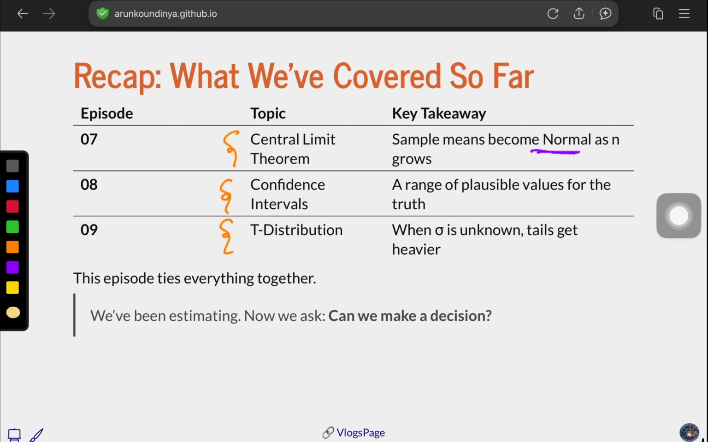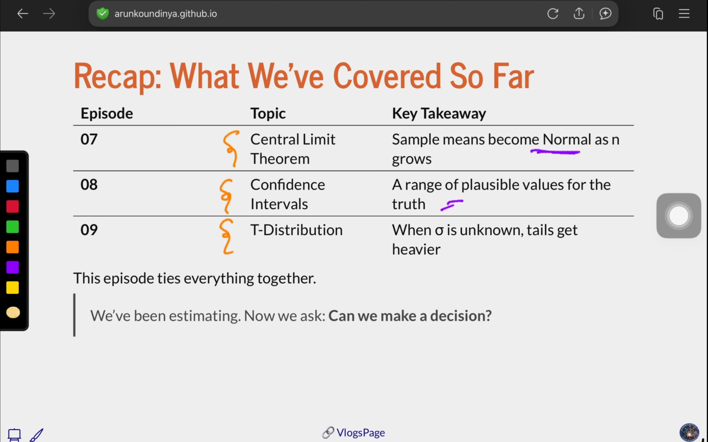Now, with how much confidence can you guess what the population mean could be? That's where episode 8 comes into the picture: given you want 80% confidence or 90% confidence or 99% confidence, this could be the possible range of the population mean. That's what we learned in our episode 8.